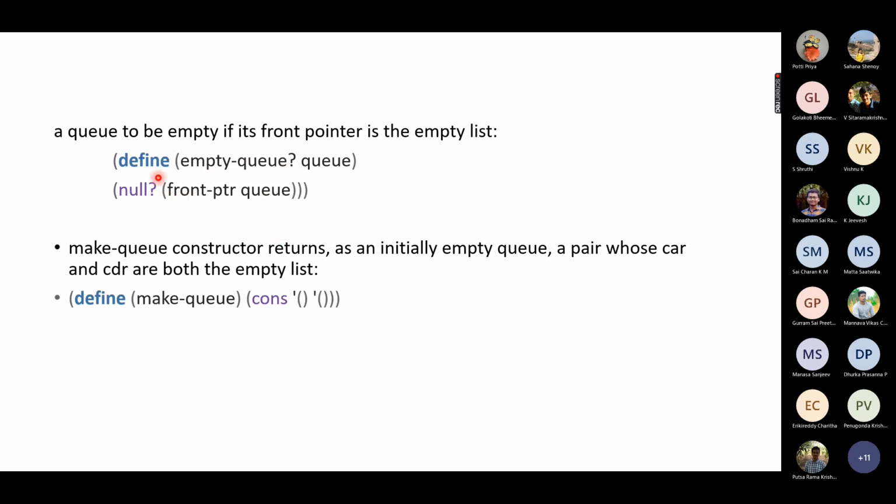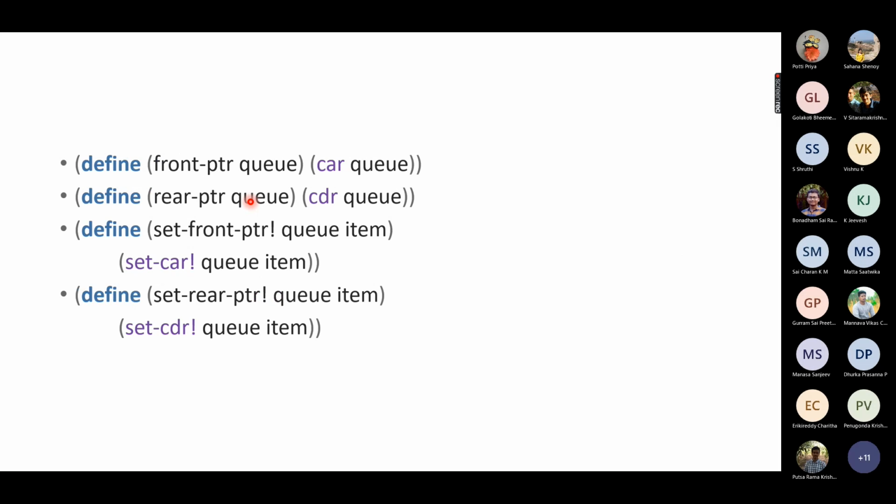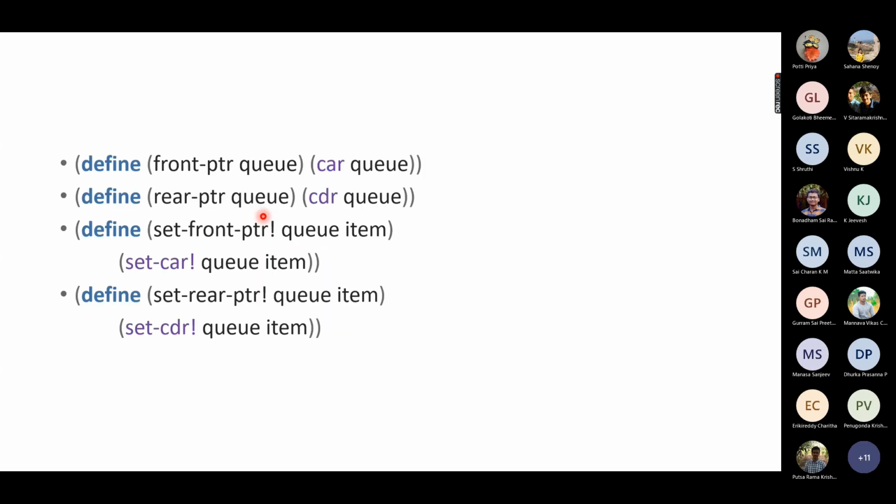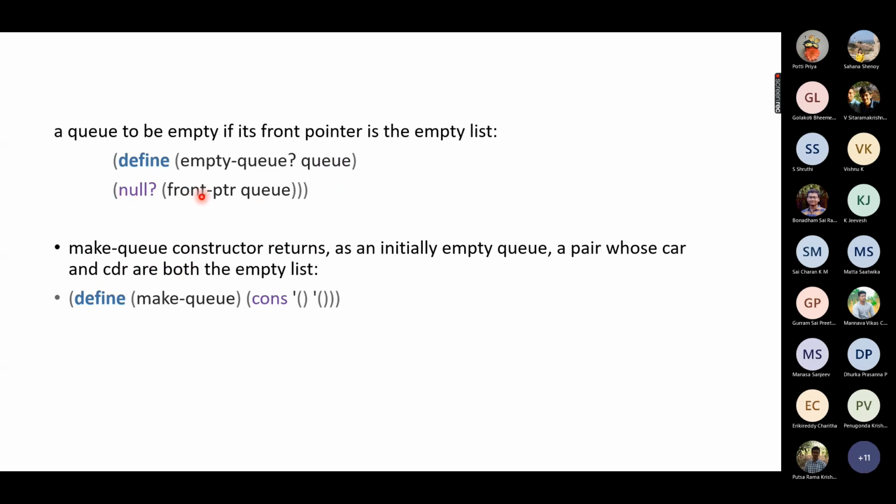Listen once again. Define the empty queue procedure, given the queue. It checks whether the front pointer of the queue is null or not. Front pointer is going to call the function where the car of the queue is returned. The car of Q can be a null value, or it can be pointing to some other node. If it is not null, it is not empty, right? So we are checking whether it is null or not. It will return true or false. Okay, this is over.